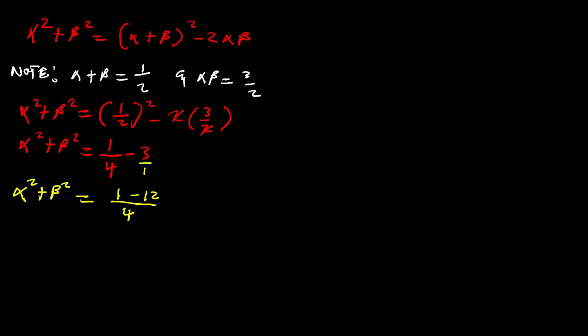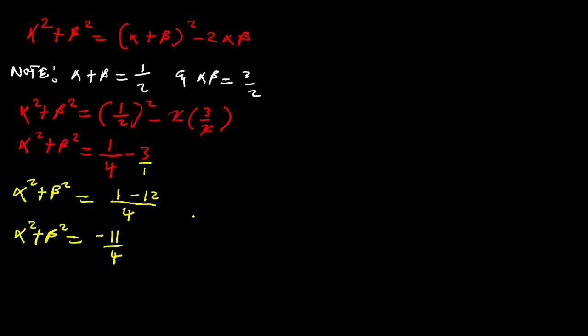When you work out this, you're going to have alpha squared plus beta squared is simply equal to negative 11 over 4. Here there is a mark. Actually, this is a question on its own like that. But it's just one question when they're asking you to find the equation. So this is how you found it.